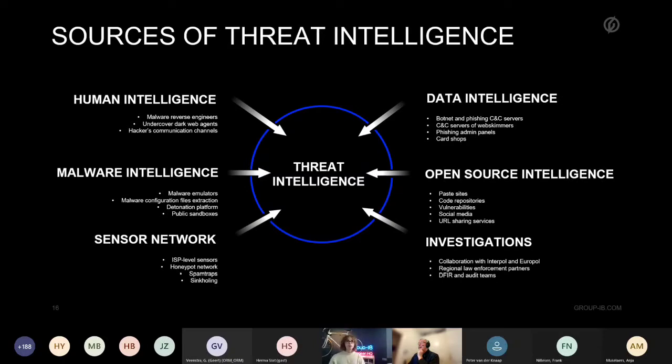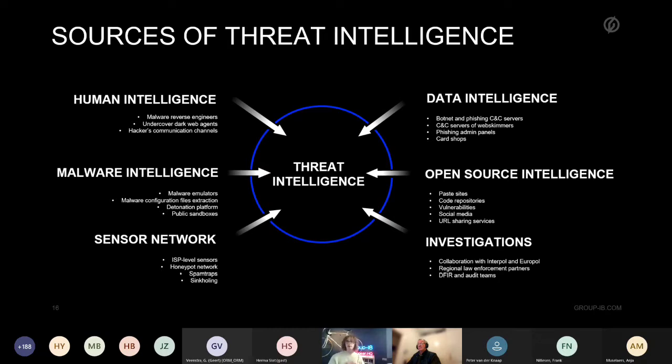You need malware intelligence: unpacking, understanding, deciphering how malware works so that you can come up with ways of blocking, identifying, and preventing it. Having a sensor network, so honeypots, spam traps, sinkholing, so that you can capture those bits of information. Data intelligence, so this is intercepting and deciphering information which has been sent to and from CNC servers, or monitoring card shops which share payment information.